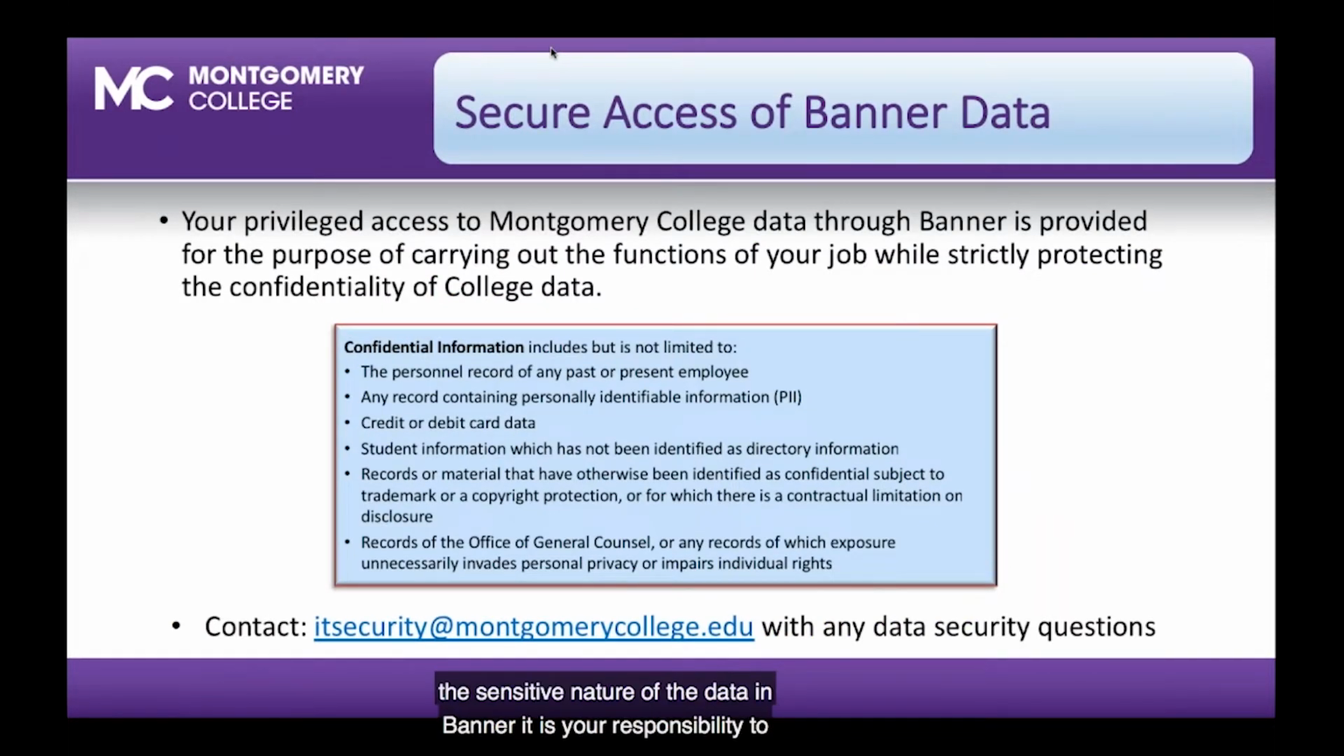Because of the sensitive nature of the data in Banner, it is your responsibility to protect the confidentiality of the college's data. Some examples of this confidential data are shown here. For instance, any personnel records, any records with PII or personally identifiable information, credit card data, student information that has not been identified as directory information. These are just some of the examples of confidential information. Certainly, if you have any questions about data security, you can always contact our IT security team.